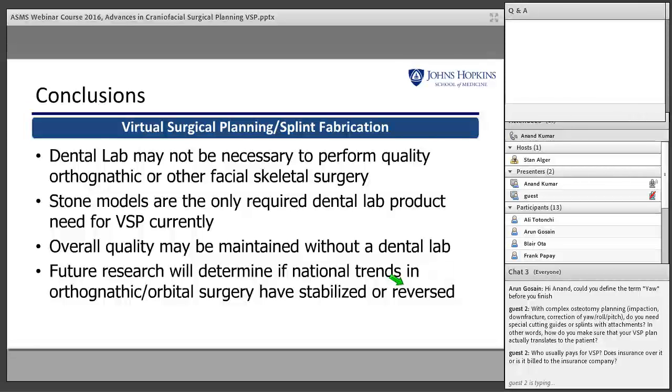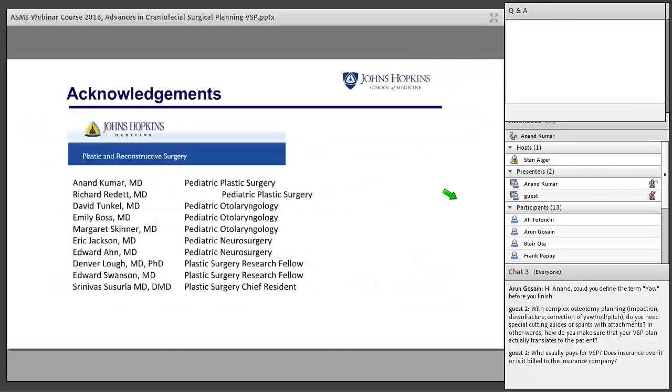I think the overall quality may be maintained without a dental lab, and certain future research will determine if national trends in orthognathic surgery and orbital surgery, which have decreased over the years, particularly if you quote Jim Zinn's paper, are stabilized or reversed. I certainly hope they are for the future of our specialty.